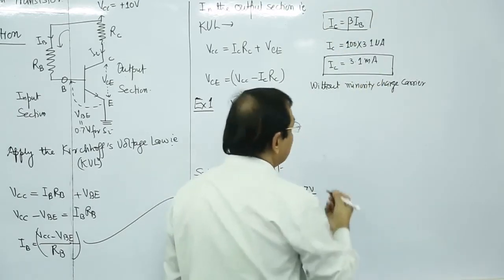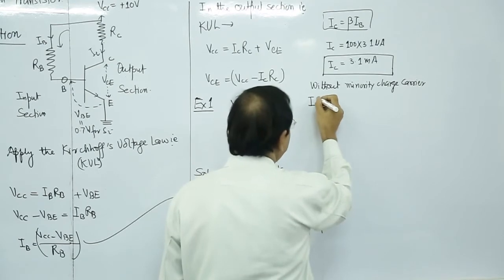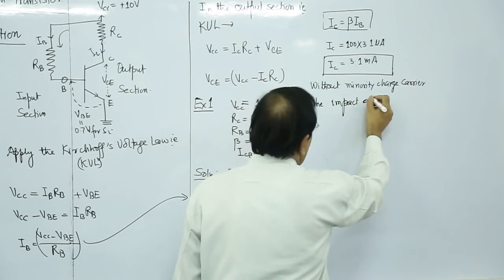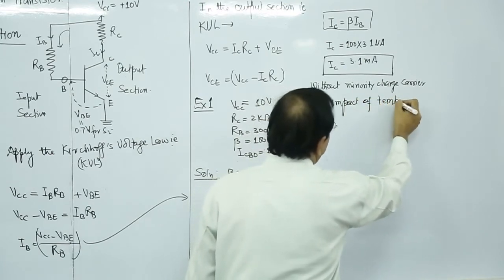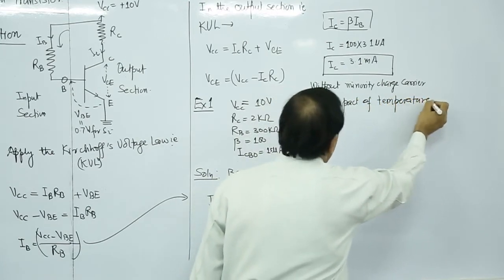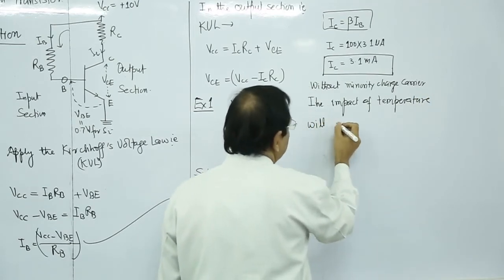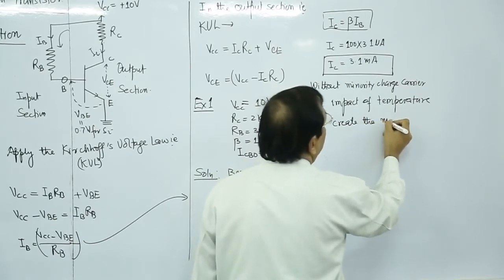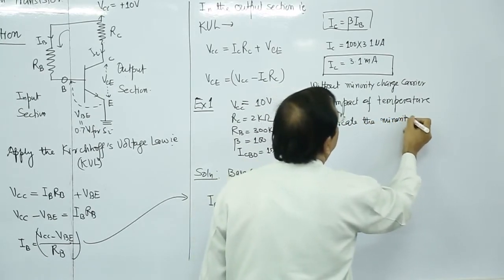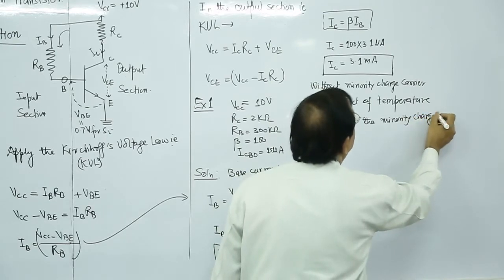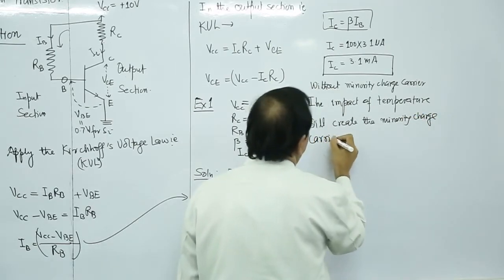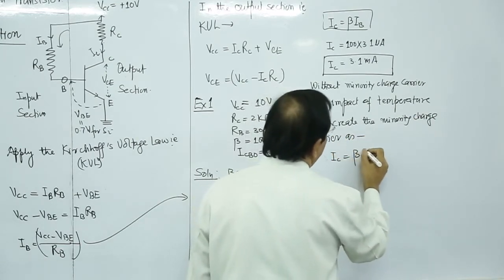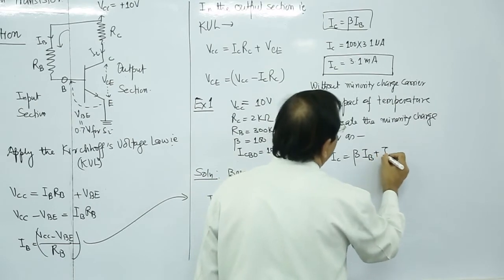With minority charge carrier, the impact of temperature will create the minority charge carrier, as IC is equal to beta IB plus ICEO.